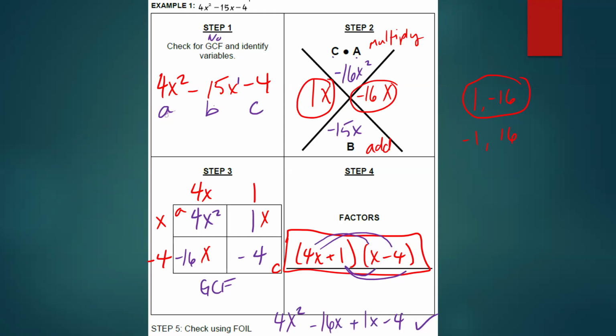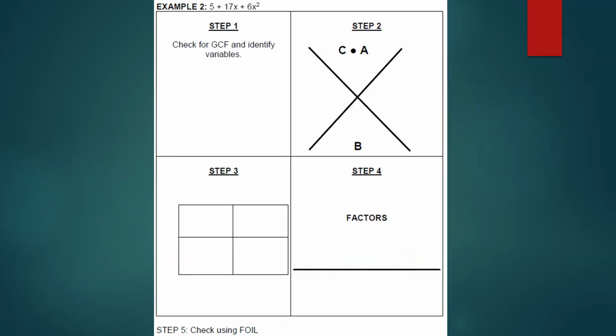All right. So on the next page, guess what you're going to do? Yes, it's your turn. It's your turn to go through the 4 steps of the box method. Time to play Xbox. So you have 5 plus 17x plus 6x squared. To begin, you're going to write it in the correct order. So in your box 1, you have 6x squared plus 17x plus 5. And now you're going to solve.